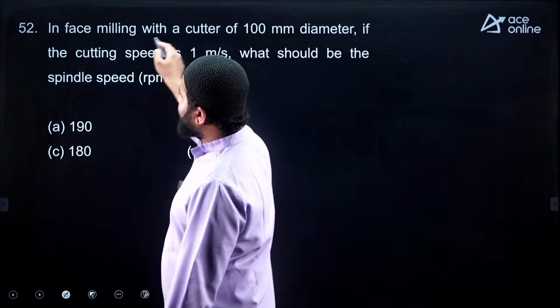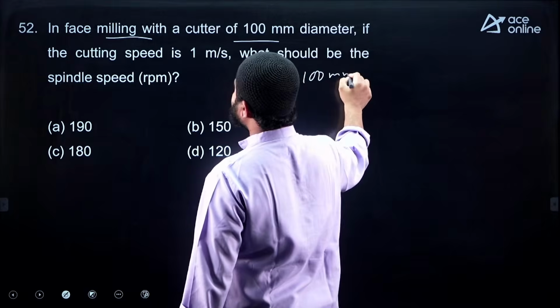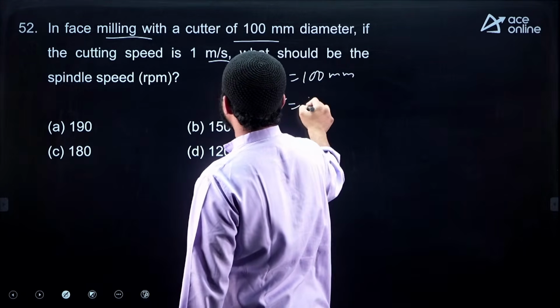Next, in this question, face milling with a cutter of 100 mm diameter. So diameter is equal to 100 mm and the cutting speed V is given as 1 meter per second.